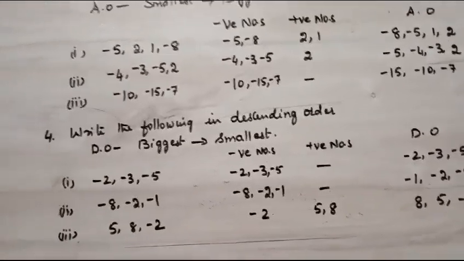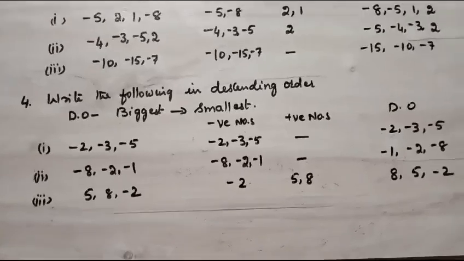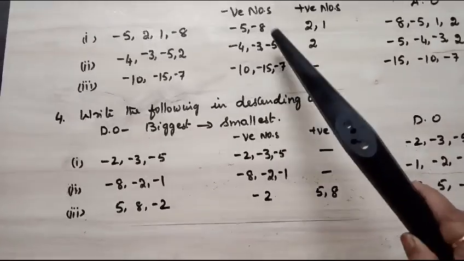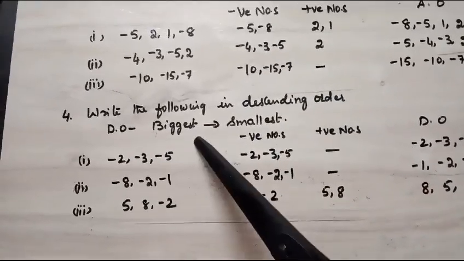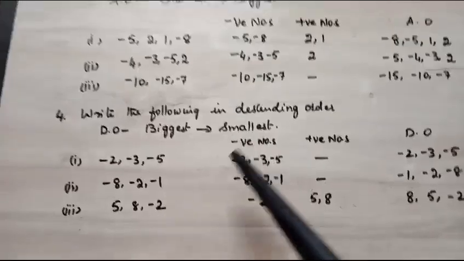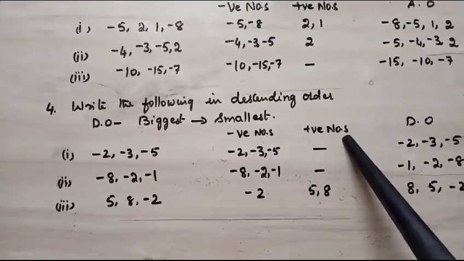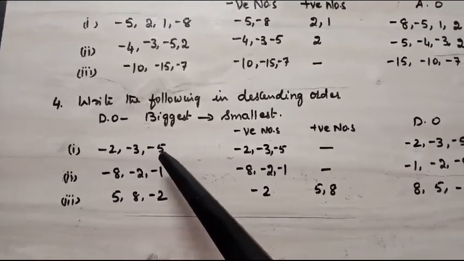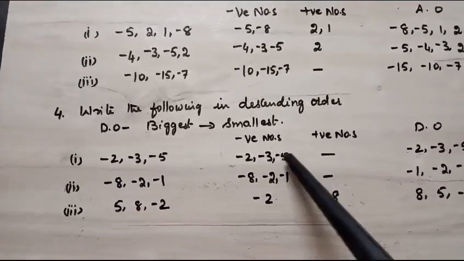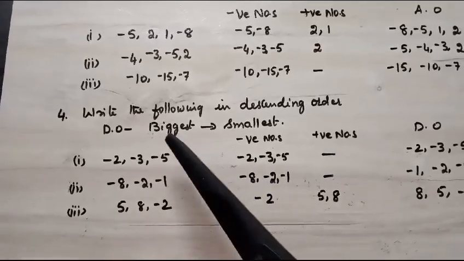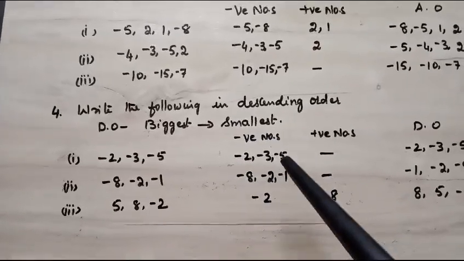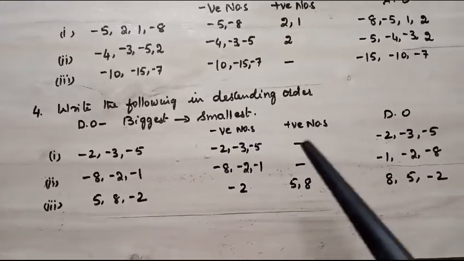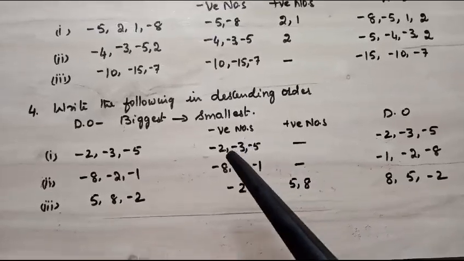Next we will see the fourth one. The fourth one is write the following in descending order. Descending order is quite the opposite of ascending order, that is biggest to smallest numbers. Here also I have written negative and positive values. The first one is -2, -3, -5. All are negative values they have given, no positive value. Now biggest to smallest means we have to concentrate on positive values, then go to negative values. But since there are no positive values, we have to think about negatives only.